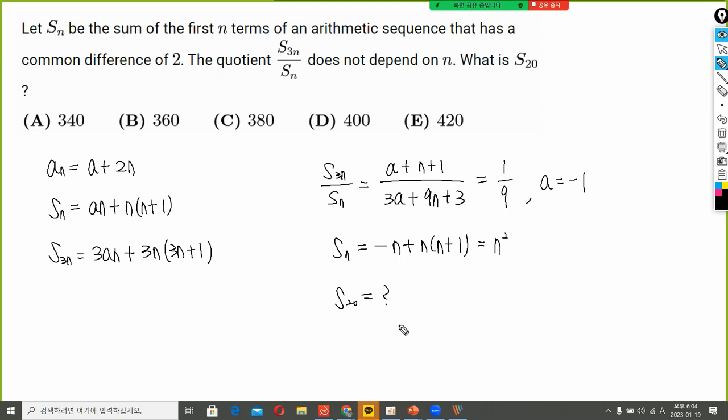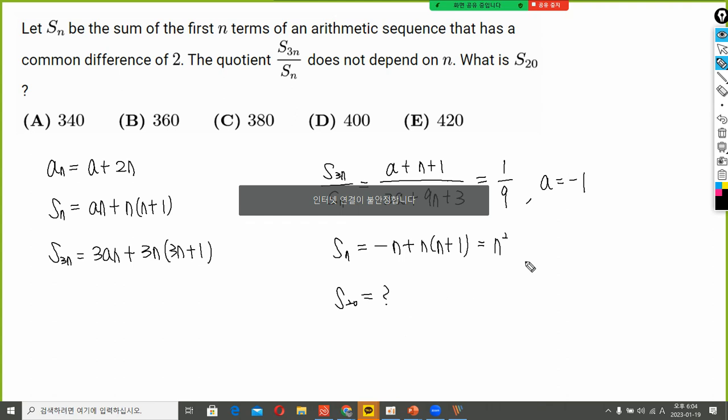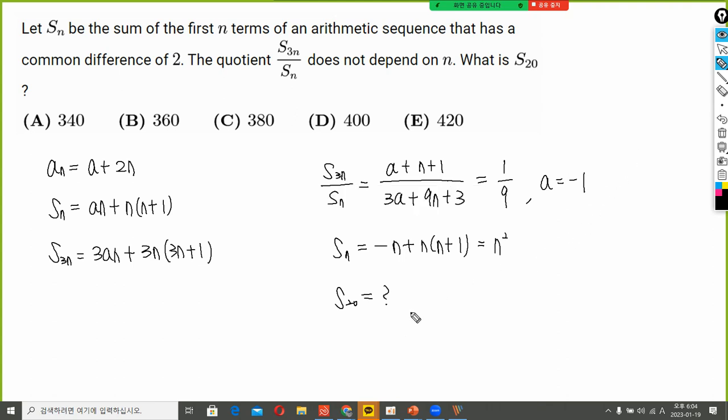Yep. What is the S20? If Sn is n squared, yeah, 400. So let me explain a little.